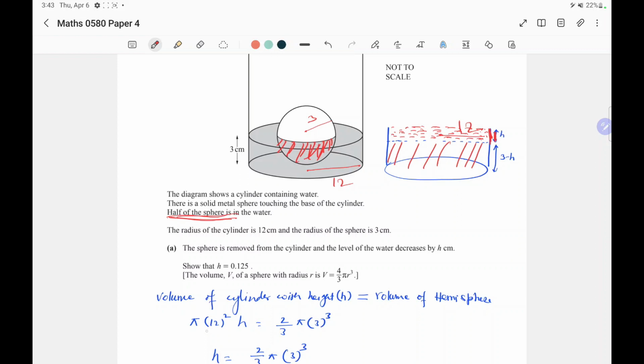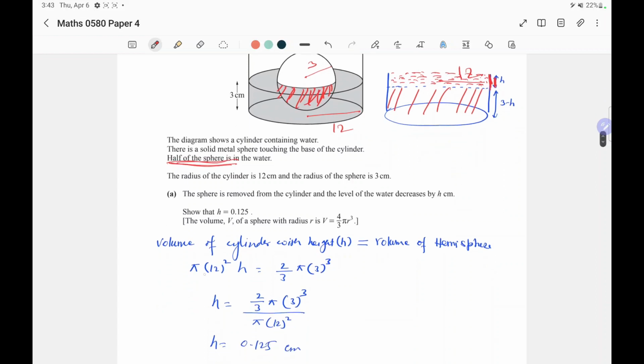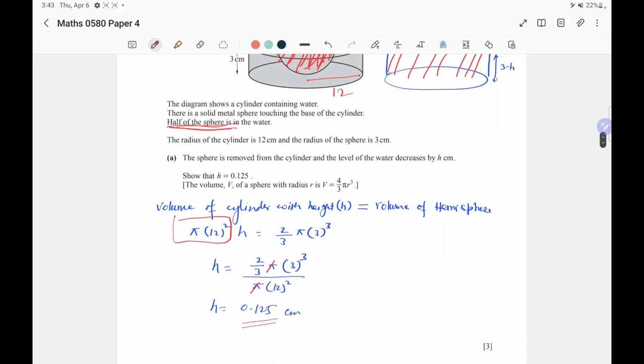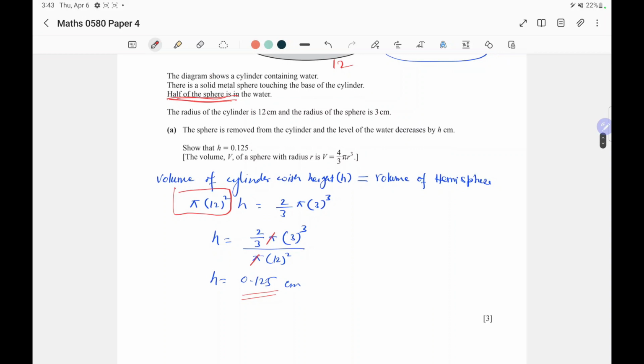So the volume of a cylinder is pi r square h. So pi 12 squared times h. And the hemisphere volume is 2/3 times pi r cubed. Just take this in the denominator of that and cancel pi. Use a calculator. You will get h as 0.125.